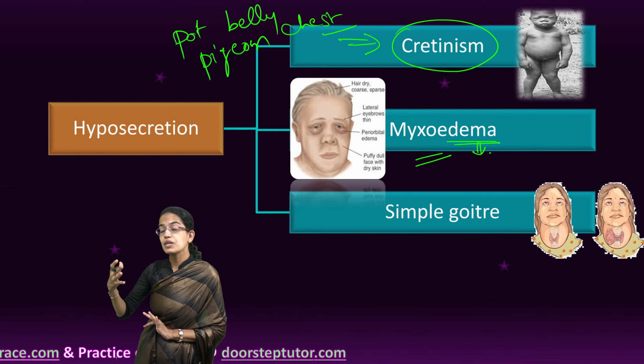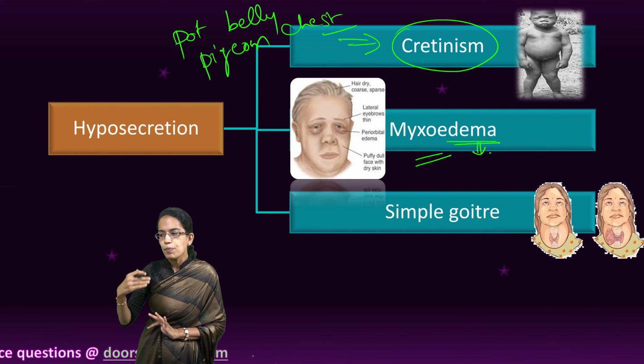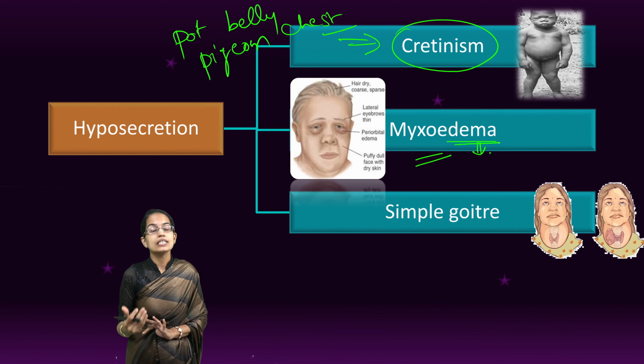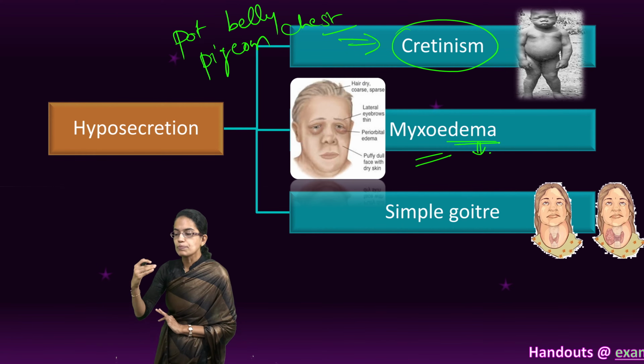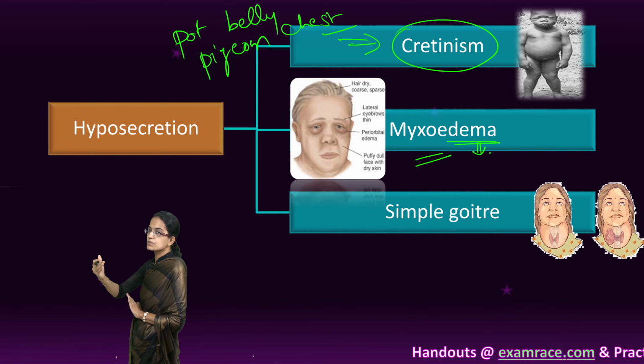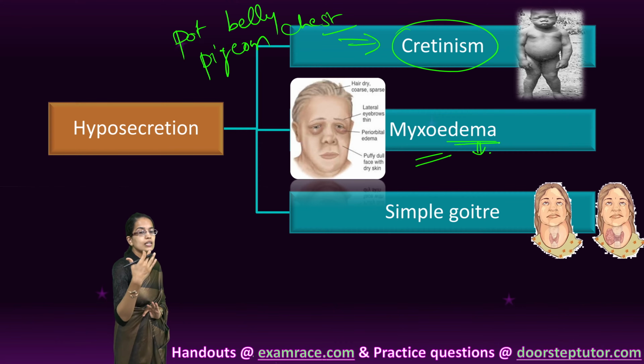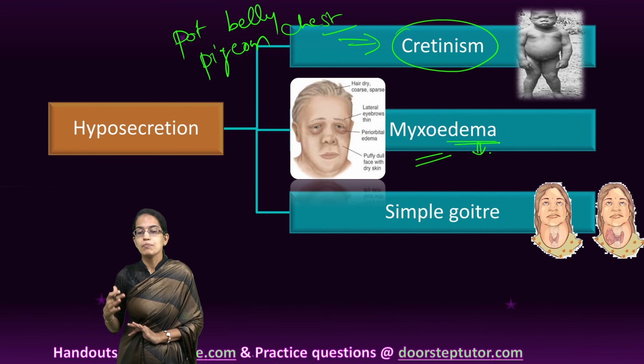Also there is feeble-mindedness and deposition of subcutaneous mucus fluid, which leads to edema here. So subcutaneous means below the skin. So subcutaneous mucus fluid is what is deposited in myxoedema.